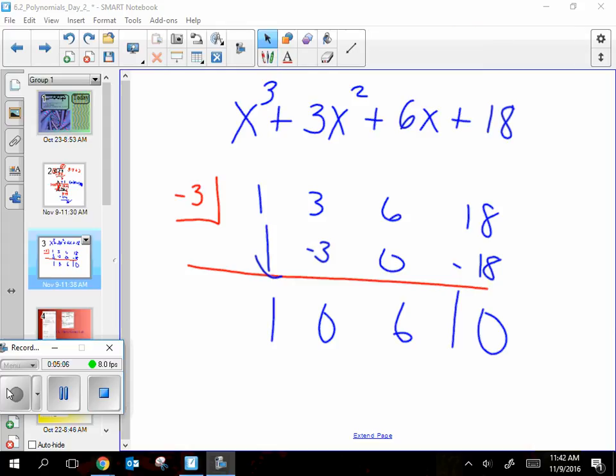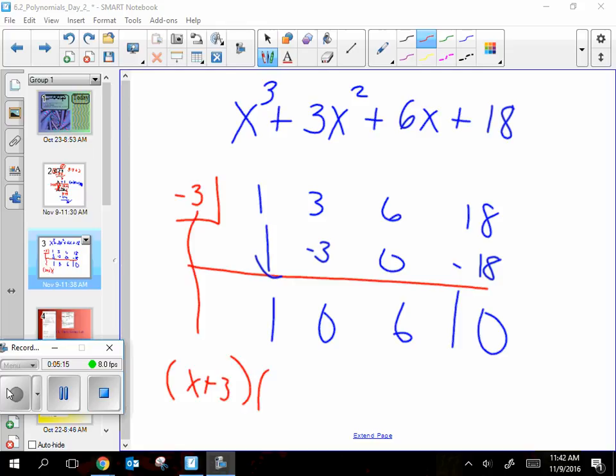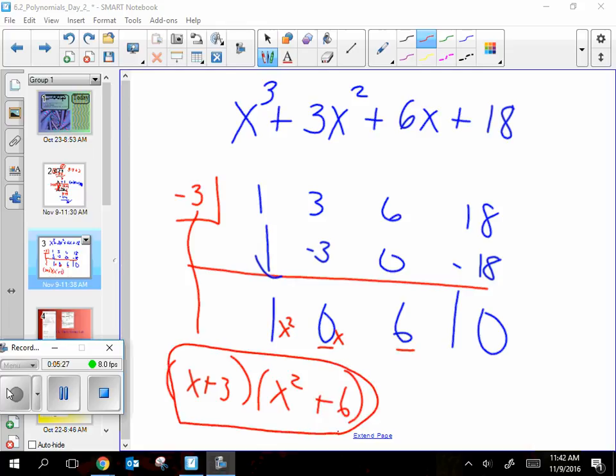And the factors are, by the way, you can't leave it like this. This is just a bunch of gobbledygook. The actual answer is x plus 3, and this one is the constant right here. This is how many x's you have, and this is how many x squared you have. So it's x squared plus 6. That's factored all the way.